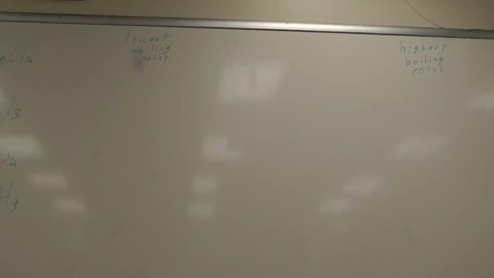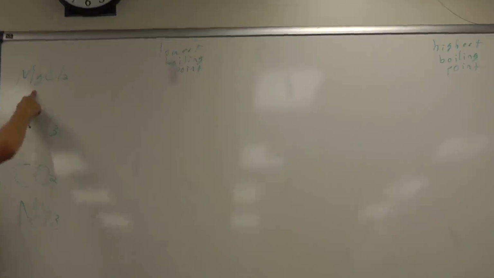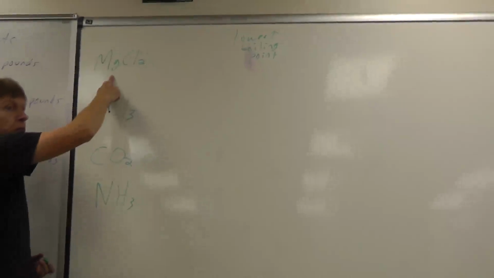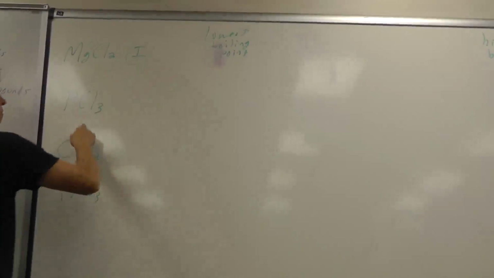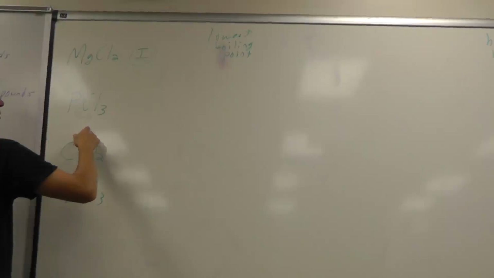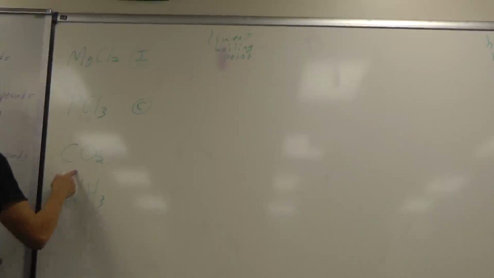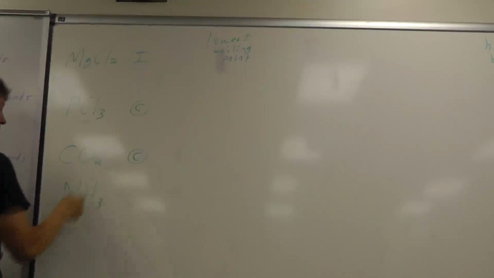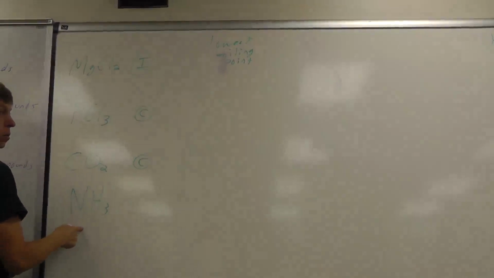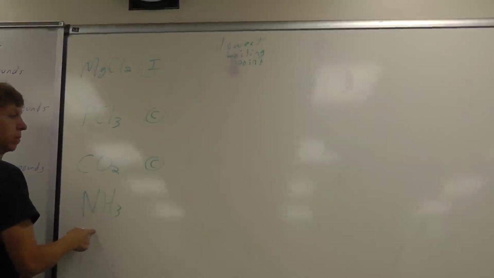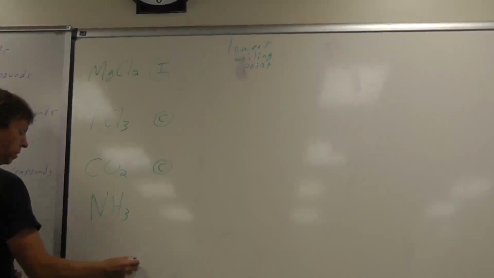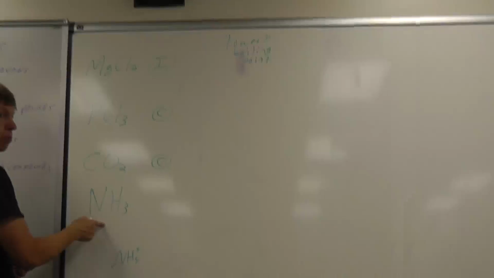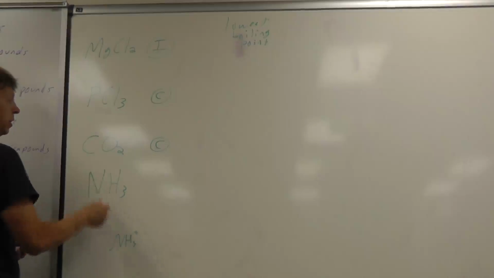First thing to do is go through and categorize them as ionic or covalent compounds. Magnesium chloride, ionic or covalent? Ionic. Phosphorus trichloride. Carbon dioxide. Ammonia. Hydrogen is still a nonmetal. You're thinking ammonium as an ion. This is not charged ammonium. This is neutral ammonia. That's covalent.